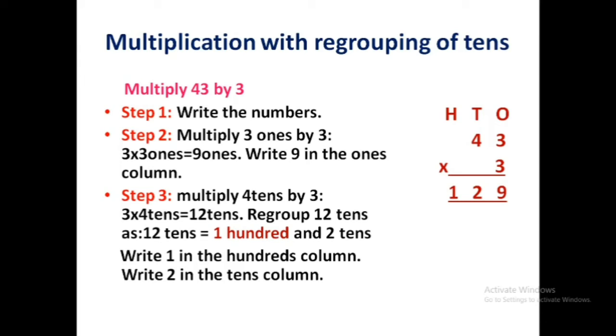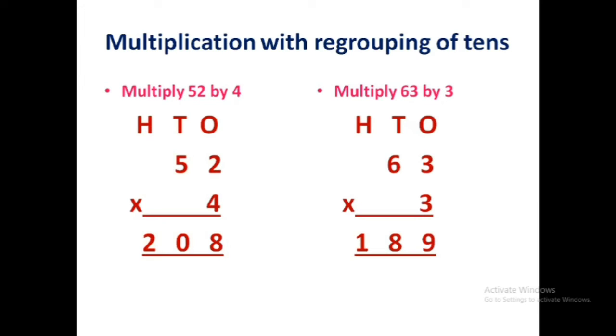Write 1 in the hundreds column. Write 2 in the tens column. So the final answer will be 129. 43 into 3 is equal to 129. Let us see how to multiply 52 by 4.